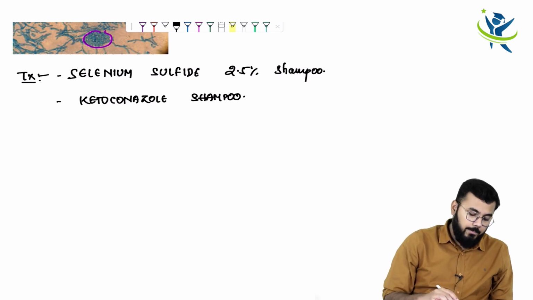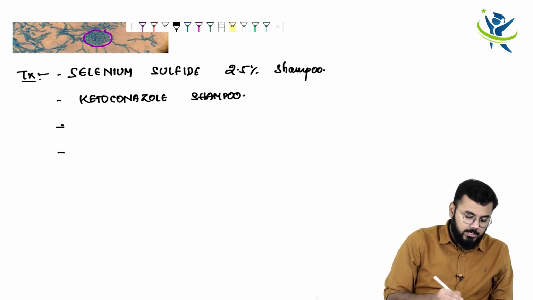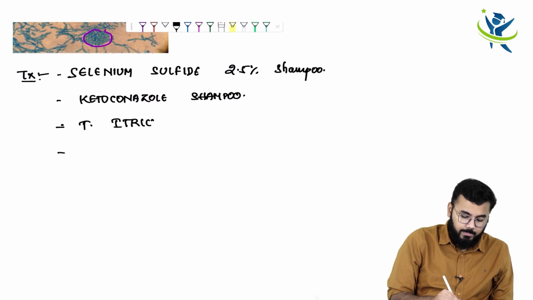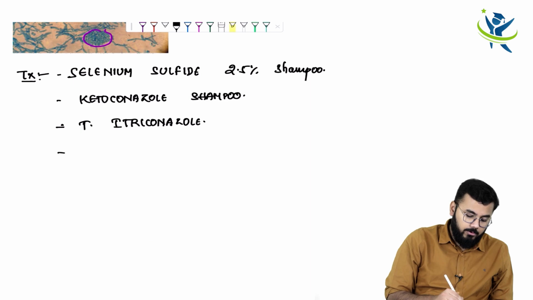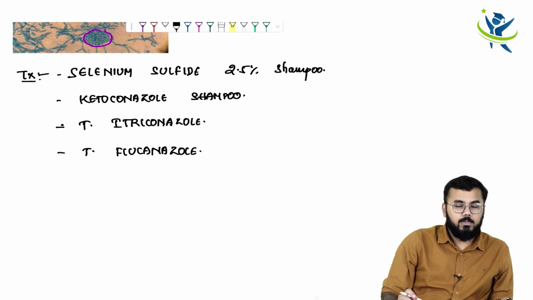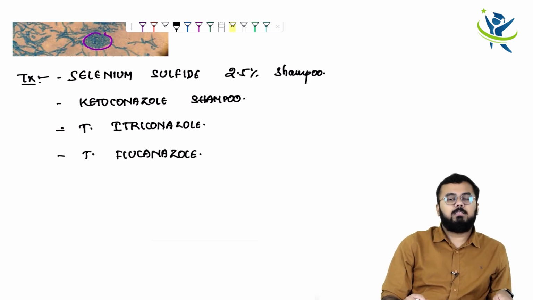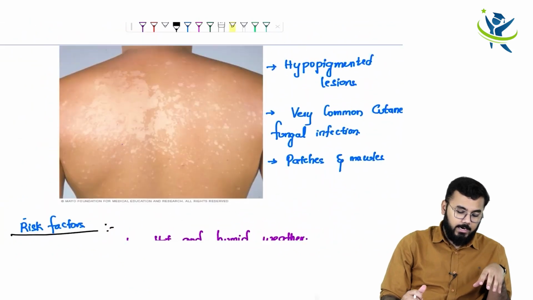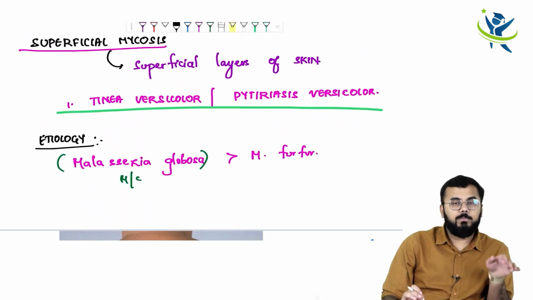Okay. Now, apart from this, after the shampoos, we can also give some tablets, right? So you can also give tablet itraconazole, and you can also give tablet fluconazole. Itraconazole as well as tablet fluconazole, right? So these are all the important things which you need to know regarding this Tinea versicolor or Pityriasis versicolor, guys.